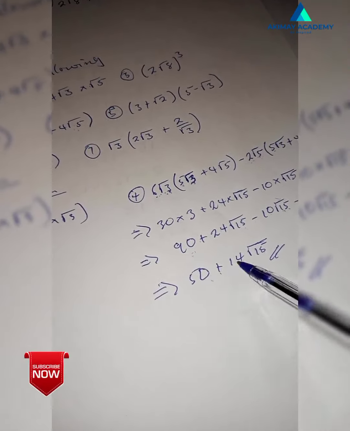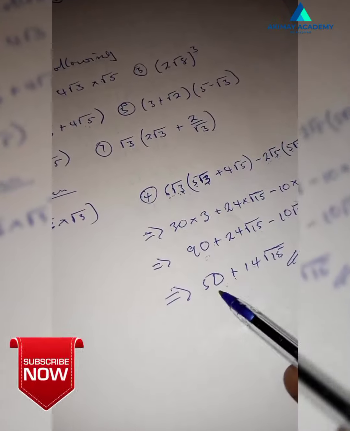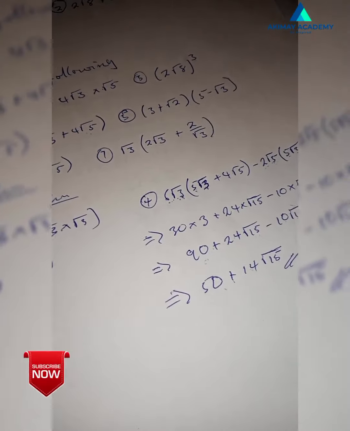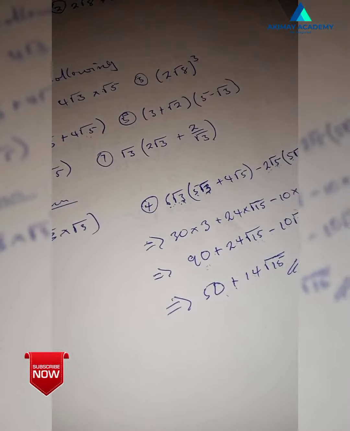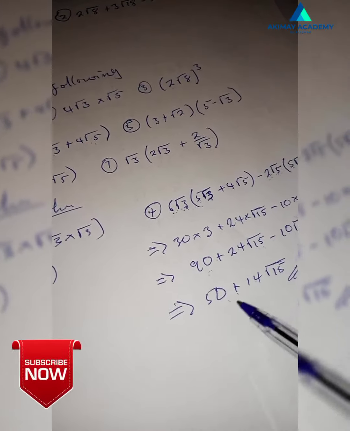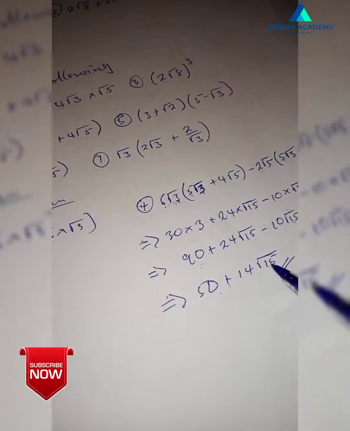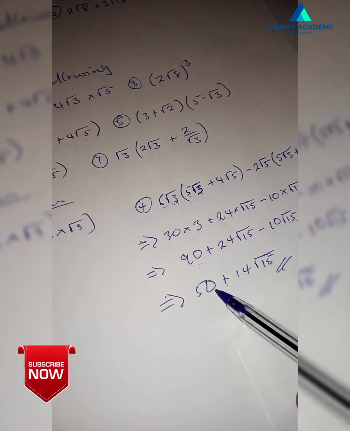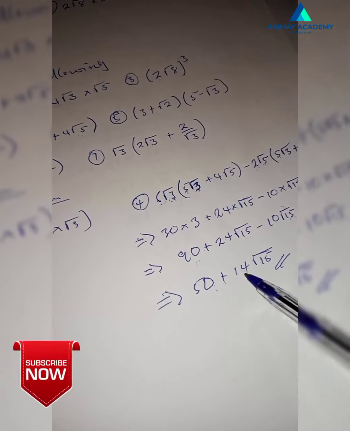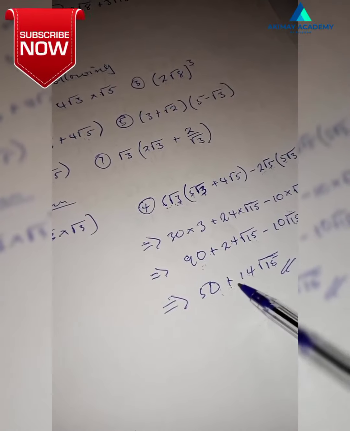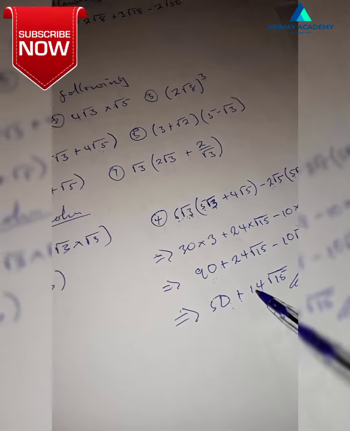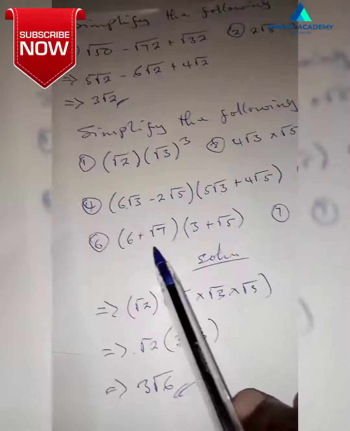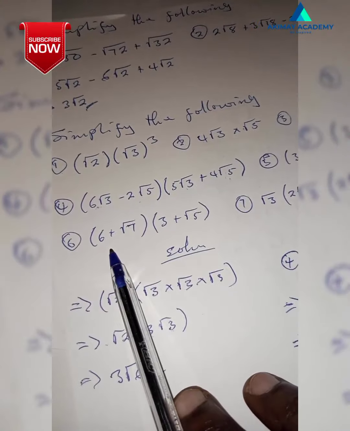Don't go and add these two. 50 and 14, they are not the same. So never try adding it, because here has a square root of 15, here has no square root of 15. So you can't add the two. Let's take note of this. Students make a lot of mistakes on this. Okay, good.